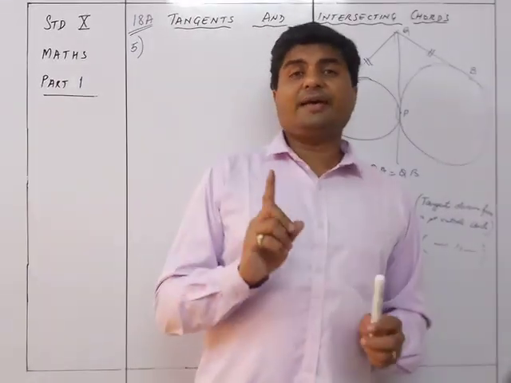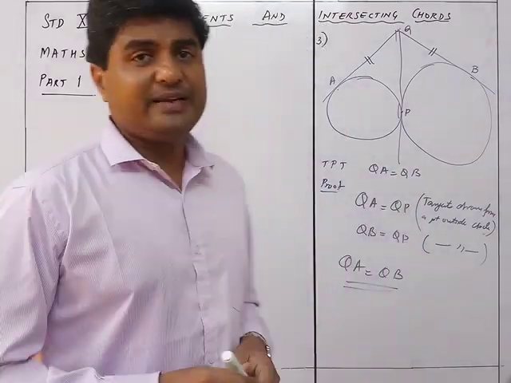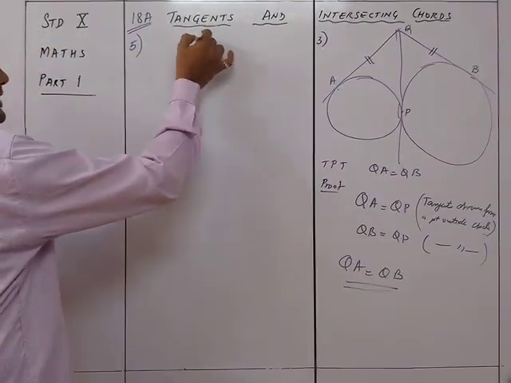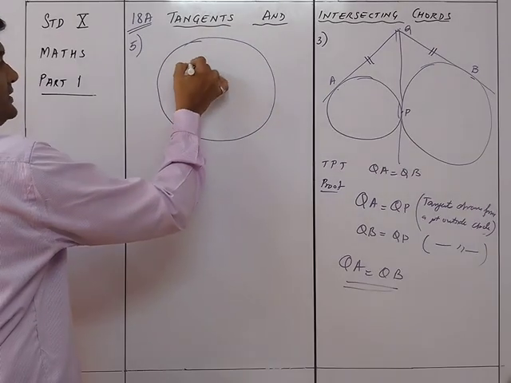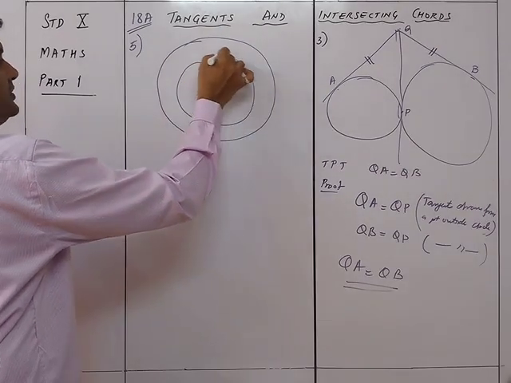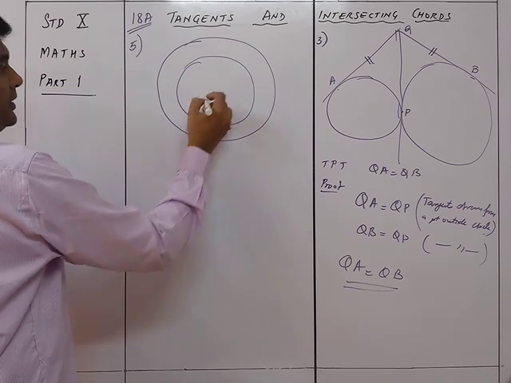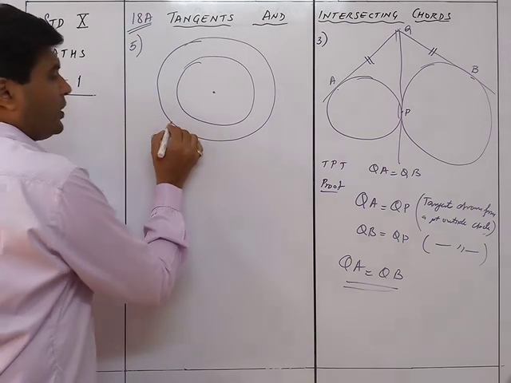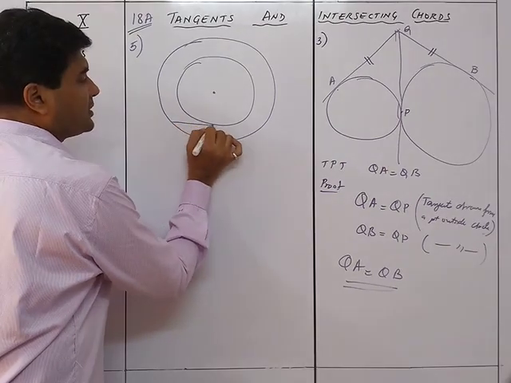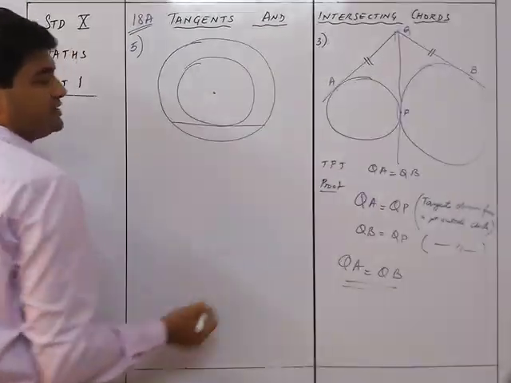Okay. It's here that there are two concentric circles of radii 3 cm and 5 cm. That means there is one circle over here which is of radius 5 and one circle which is inside over here which is of radius 3. So we have over here that one is radius 3 and one is radius 5. You have a chord which is of the bigger circle which is touching the smaller circle.